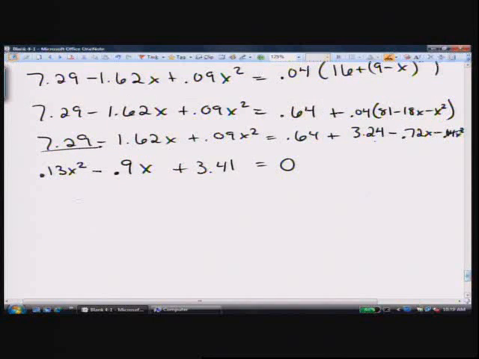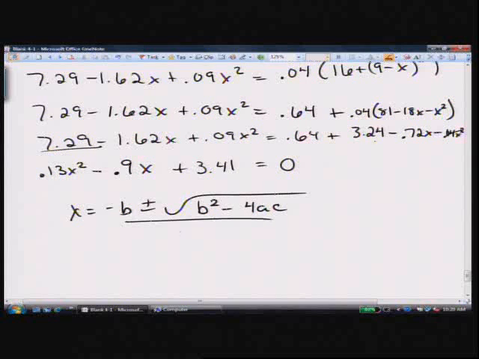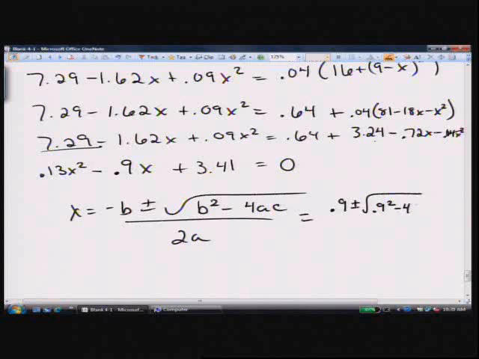So x equals negative b plus or minus the square root. I'm just not feeling good about this, but I think we can do it. All right, so this is going to be 0.9 plus or minus the square root of 0.9 squared minus 4 times 0.13 times 3.41, all over 2 times 0.13.